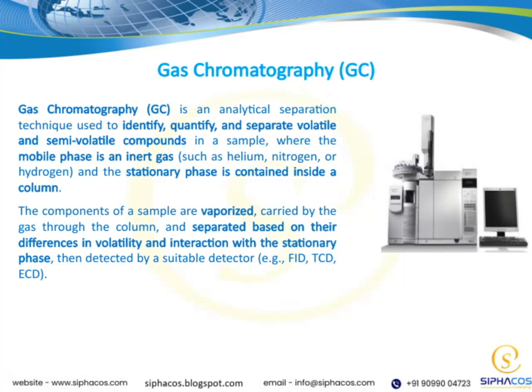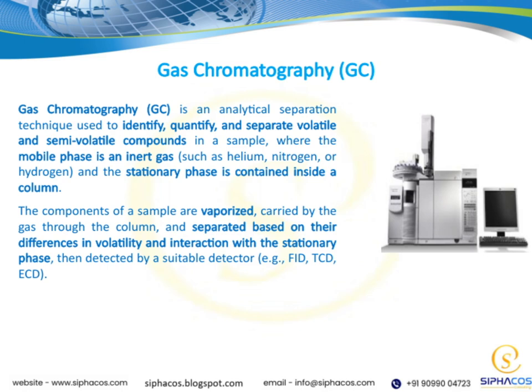Gas chromatography, or GC, is a powerful analytical technique we use to separate, identify, and measure different compounds within a mixture. It's especially useful for volatile and semi-volatile substances, which tend to vaporize easily. The core idea is that we have a mobile phase, which is an inert gas like helium, nitrogen, or hydrogen that carries the sample through a stationary phase inside a column.